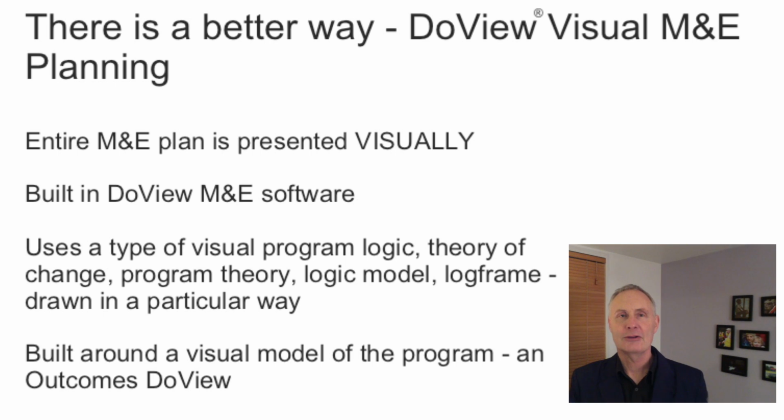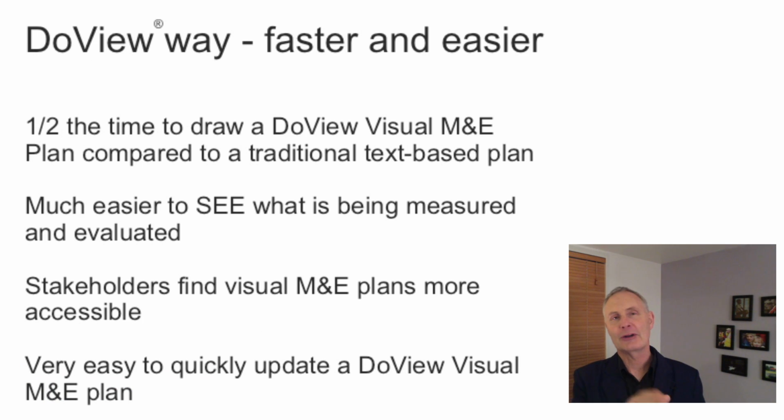The M&E plan using a visual approach is built around a program logic, program theory, theory of change, a type of log frame, and we draw them in a particular way according to a set of rules, and we call them outcomes DoViews, but they're just basically a visual model of the program which we're going to monitor and evaluate. Now this approach is a lot faster than a traditional approach to writing an M&E plan.